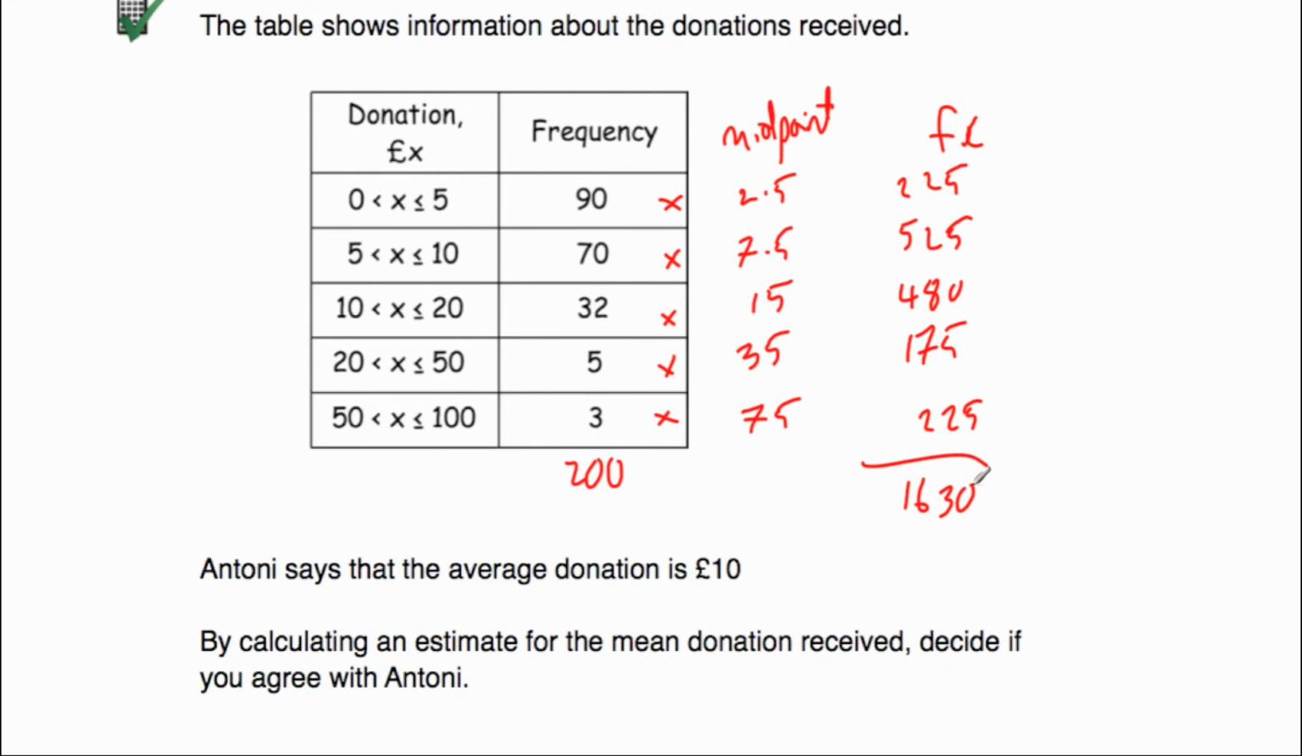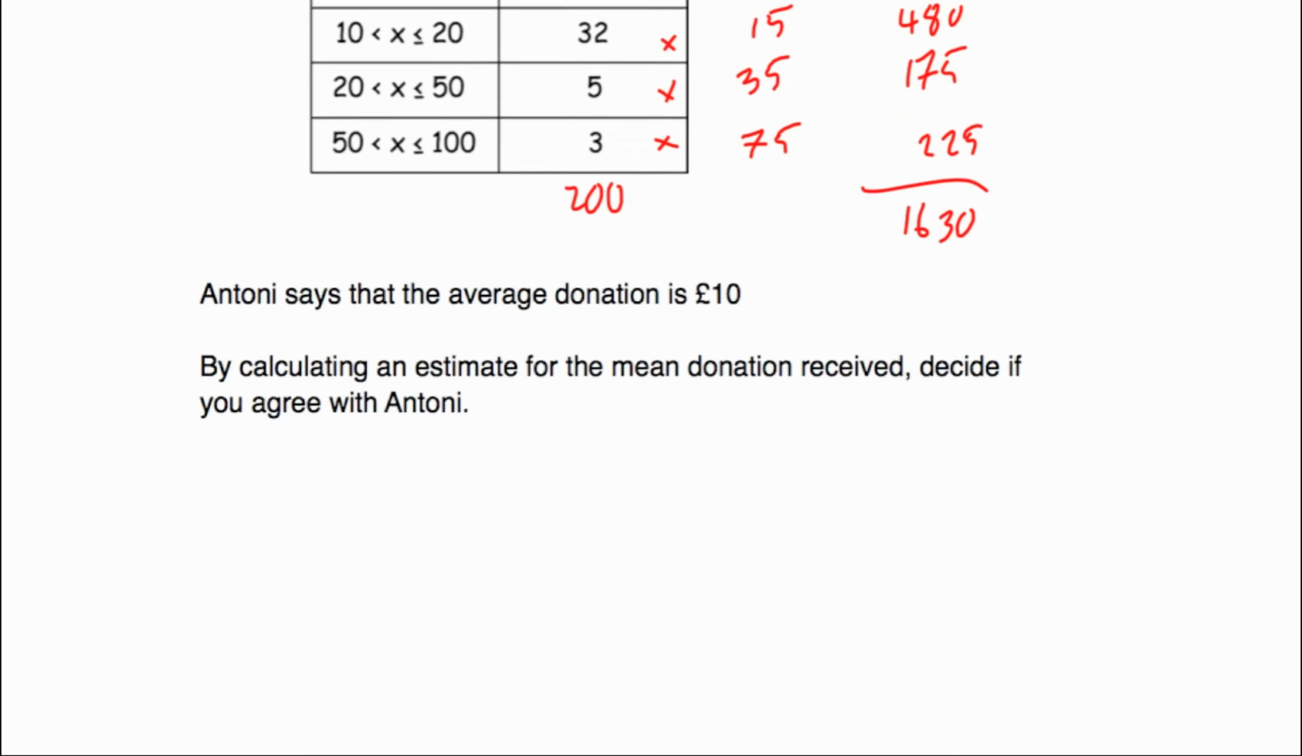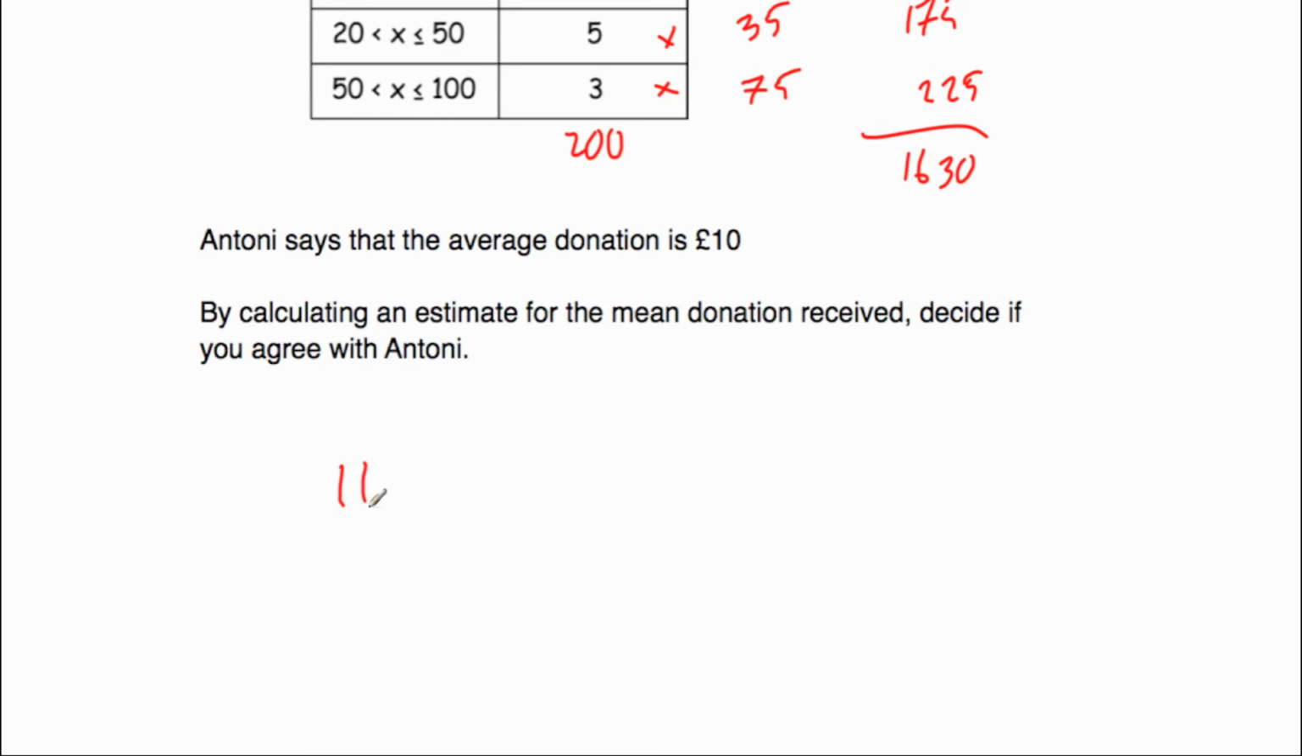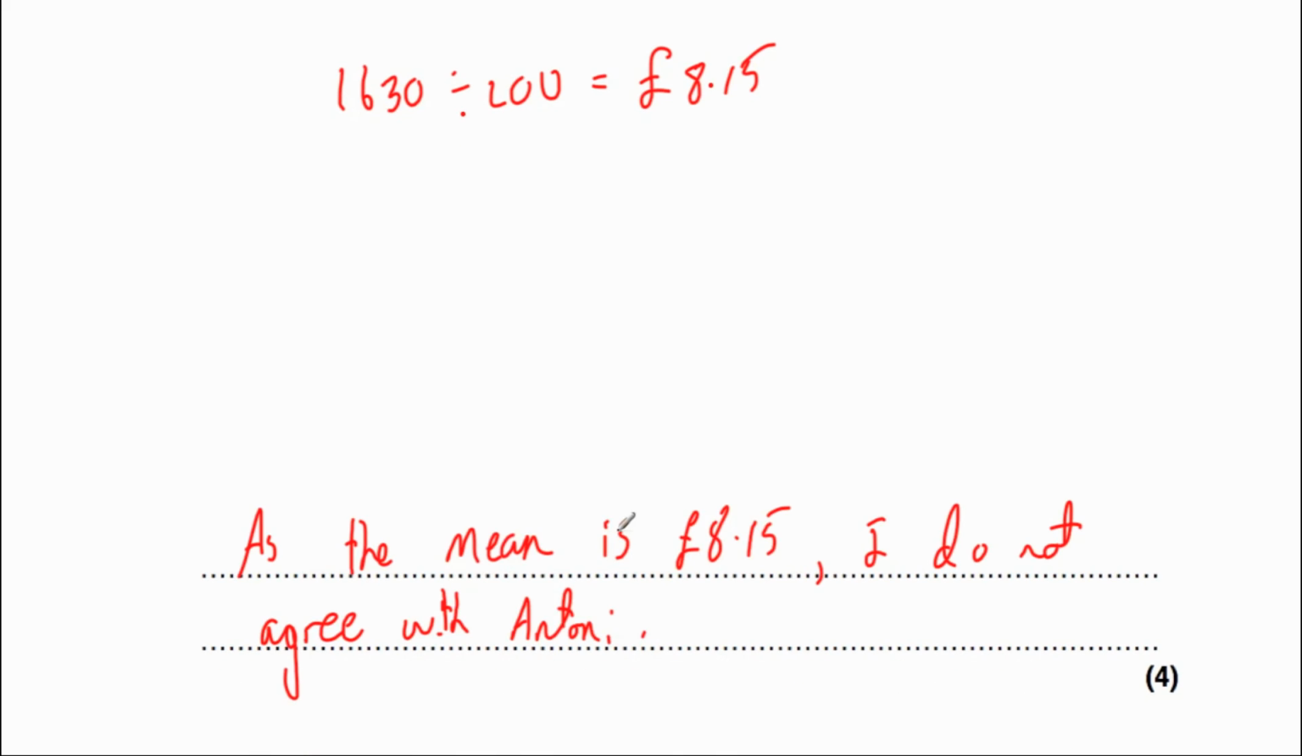So if we divide our estimate for the total, our 1,630, by the 200 donations, we'll find our mean donation. So 1,630 divided by 200 is equal to £8.15. So that's a bit lower than the £10 that Anthony said his average donation was. So I don't actually agree with Anthony. I think actually the mean donation, or the average donation, is a bit lower than £10. And let's just write that down. I've just said that as the mean is £8.15, I do not agree with Anthony.